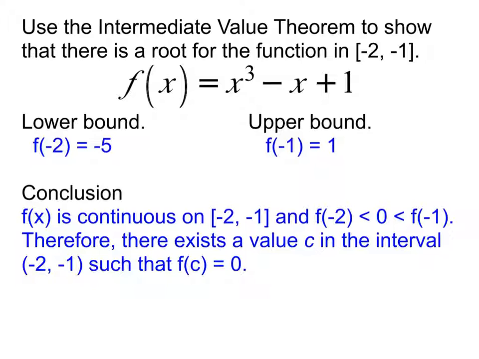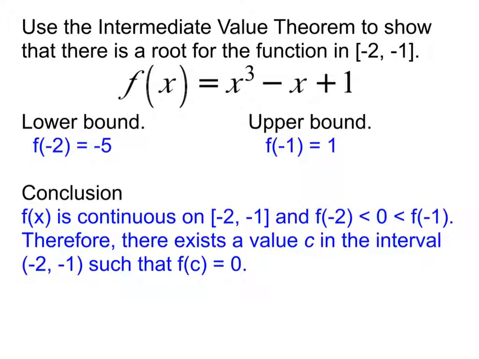We say first that f of x is continuous on our interval -2 to -1, remember closed interval there, and that f of -2 is less than 0, and that is less than f of -1. In other words, 0 is between our two y values.